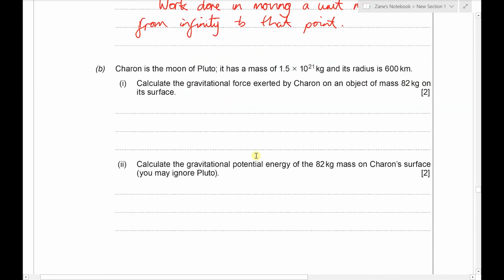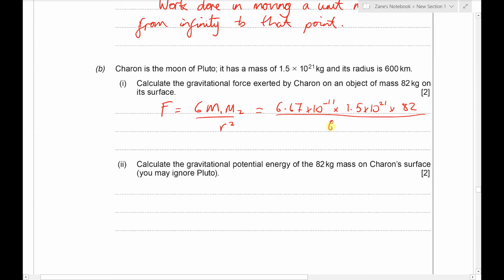Next we're told that Charon is a moon of Pluto and it's got a mass of 1.5 times 10 to the 21 kilograms and its radius is 600 kilometers. We've got to find the gravitational force exerted by Charon on an object of mass 82 kilograms on the surface. Formula for gravitational force is G m1 m2 over r squared. G is 6.67 times 10 to the minus 11. The two masses are 1.5 times 10 to the 21 and 82, and the r is 600 kilometers.